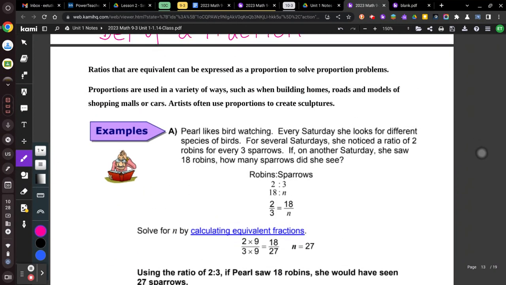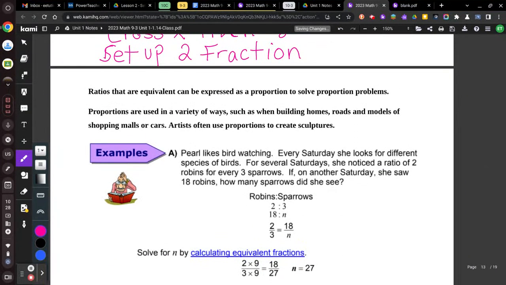Okay, so it says ratios that are equivalent can be expressed as proportions. They're used in a variety of ways, such as building homes, roads, model cars, shopping malls. Artists often use them for creating sculptures as well. So Miss Marsh knows very well how to use ratios.